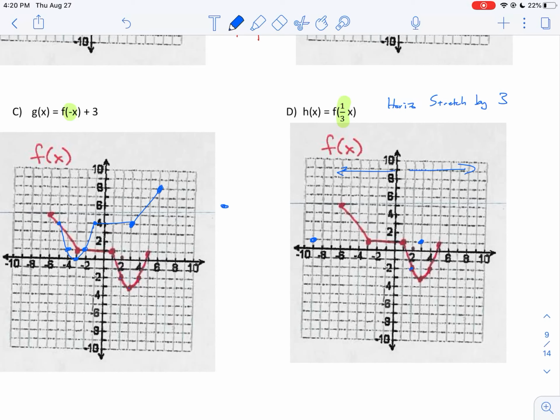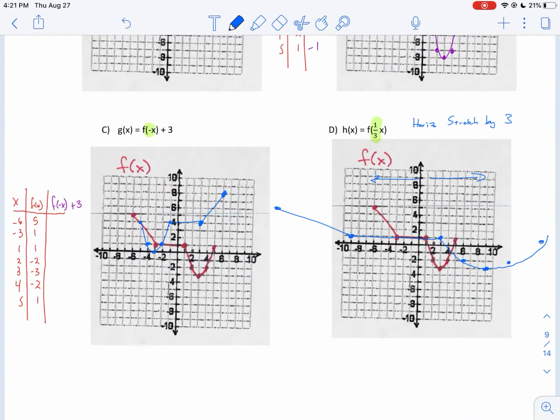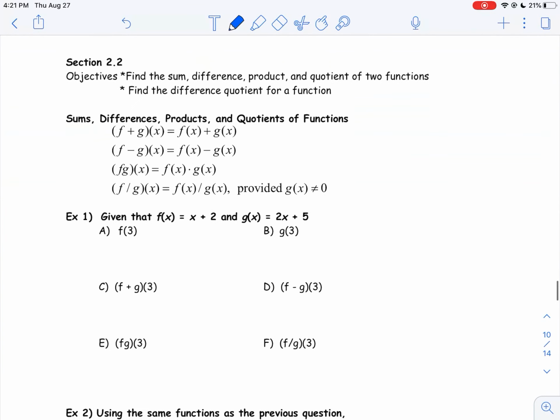Instead of being out 2, this one will end up being out times 3 to 6. This one will end up being out times 3, which is 9. This one here, instead of 4, will be 12. And instead of 5, we're looking at 15. So you get the idea. This is really stretched out in the horizontal direction. Something like that. All right. Let's take a look at section 2.2.